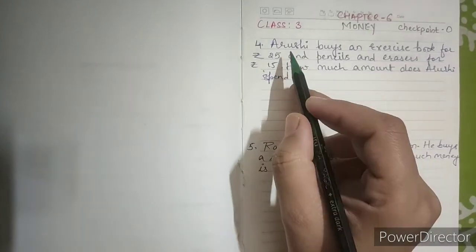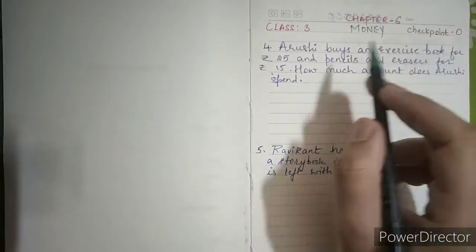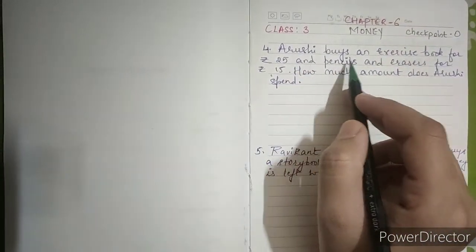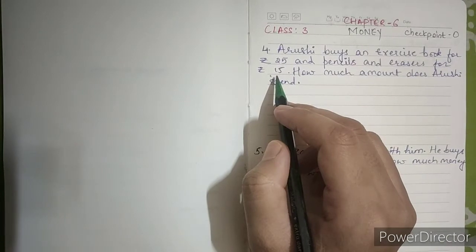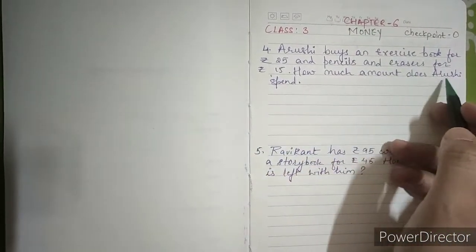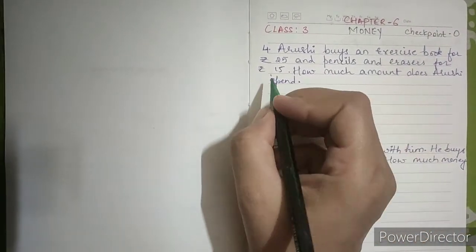Question number 4. Arushi buys an exercise book for rupees 25 and a pencil and eraser for rupees 15. How much amount does Arushi spend? The solution.